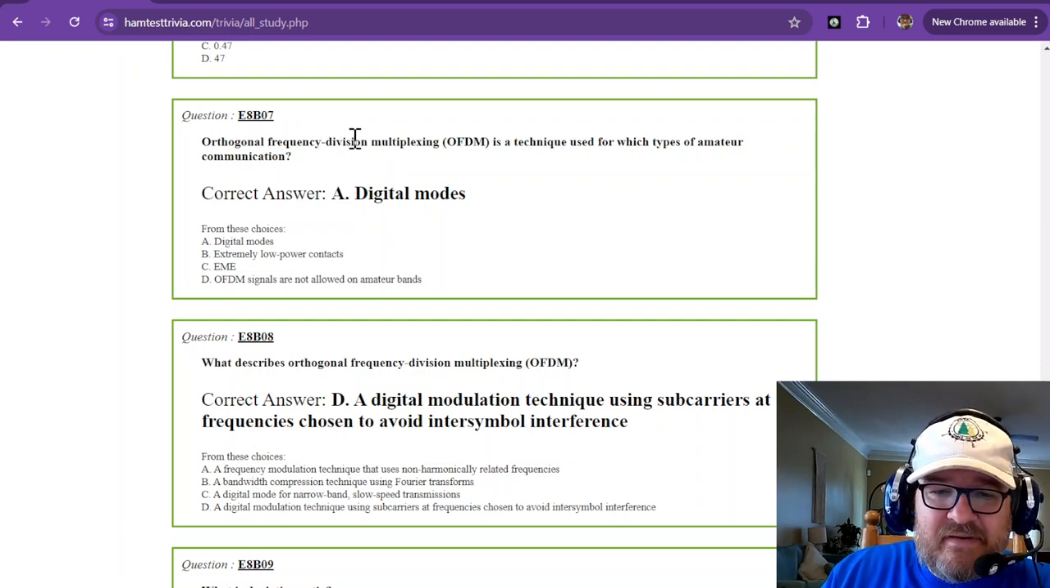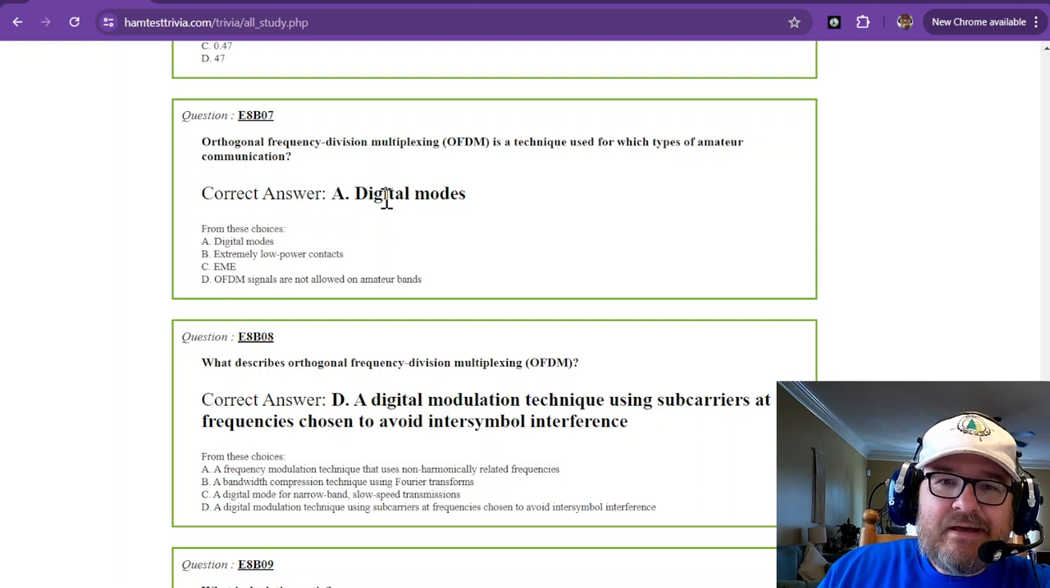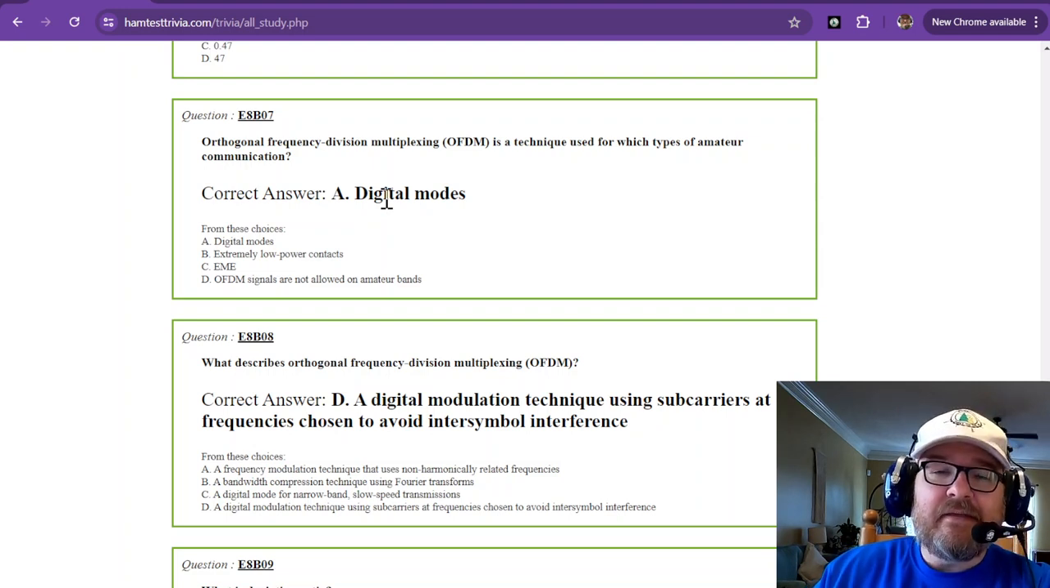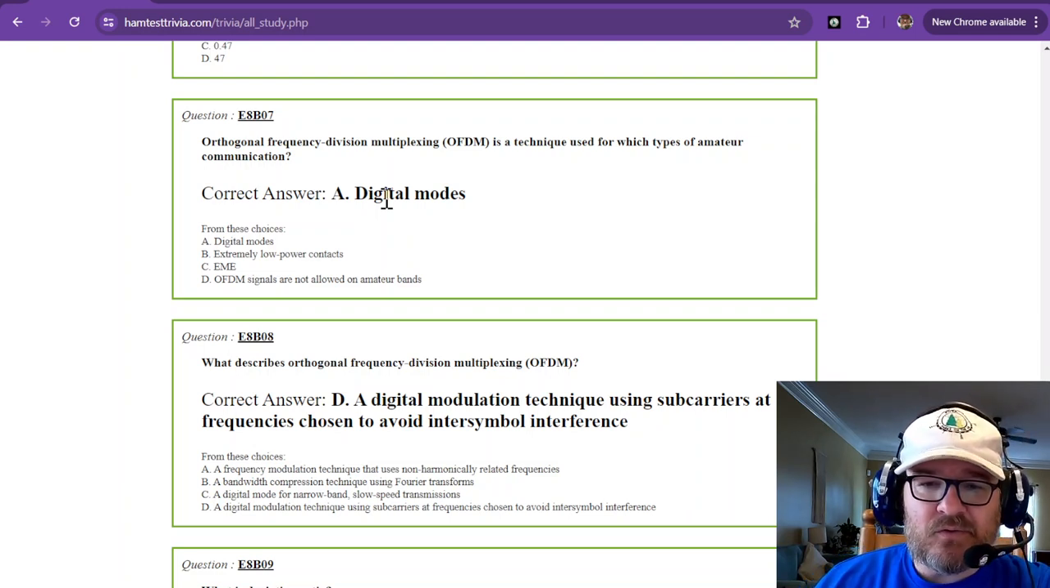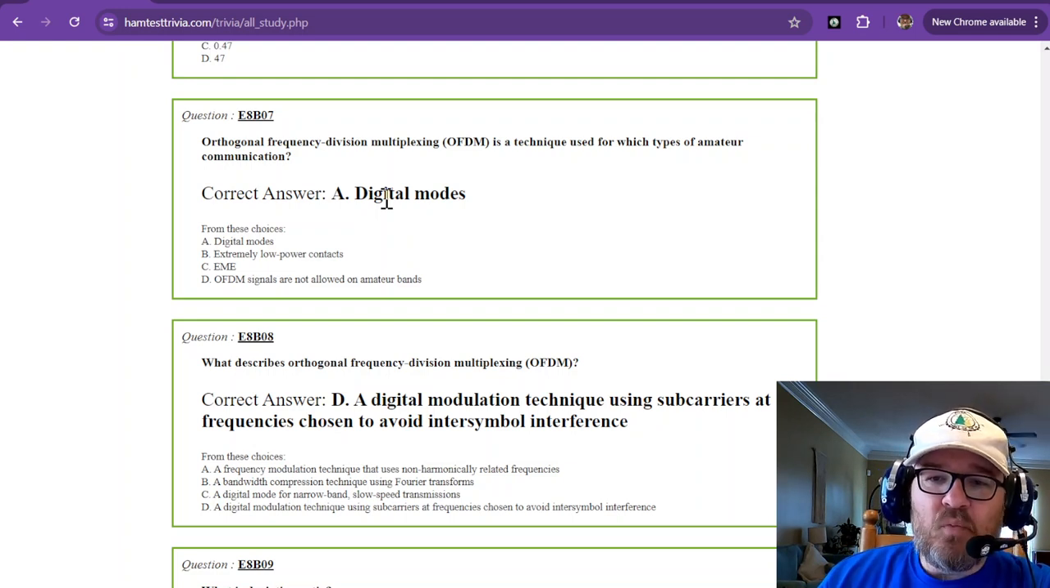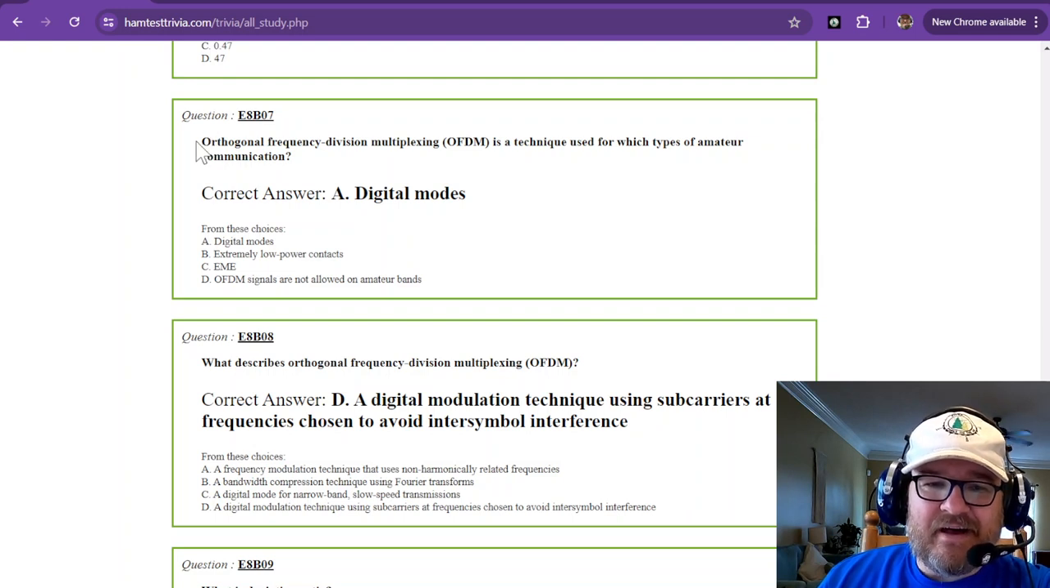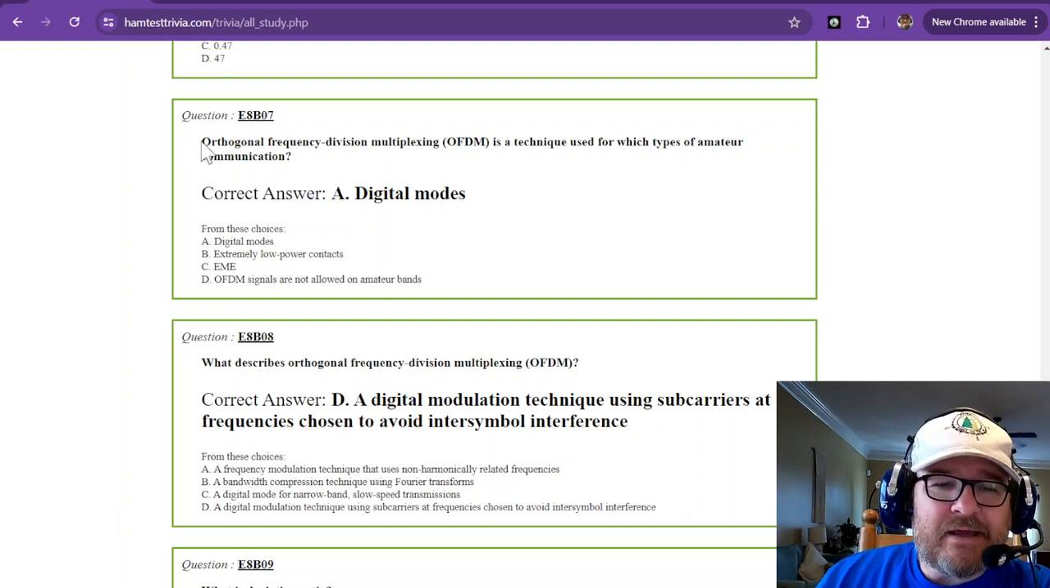Orthogonal frequency division multiplexing is a technique used for which types of amateur communications? And these are digital modes. Now, the other day, I recorded a video where I went, oh man, I wish I hadn't even started mentioning this. And what I couldn't remember was an eye chart. That is when I was looking at WinLink, there is a spot that you can look at an eye chart.